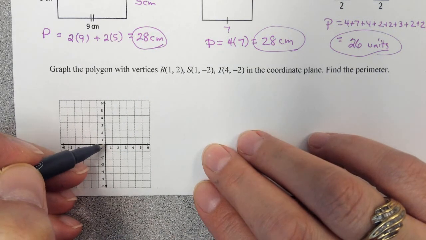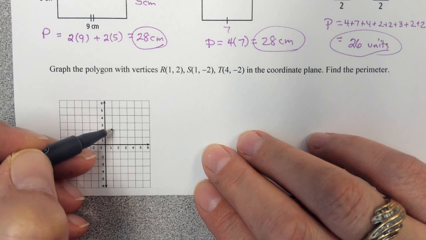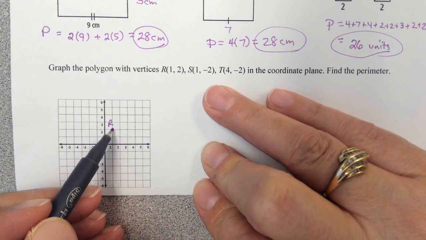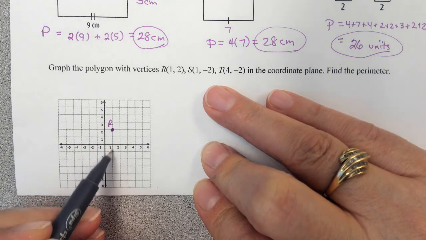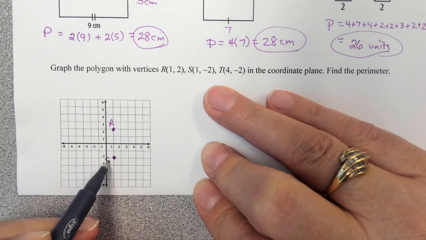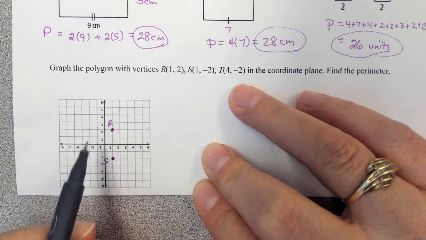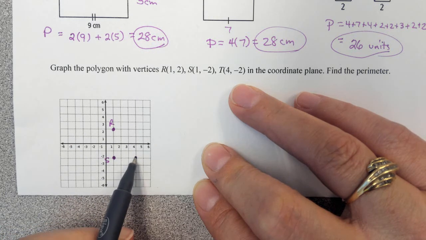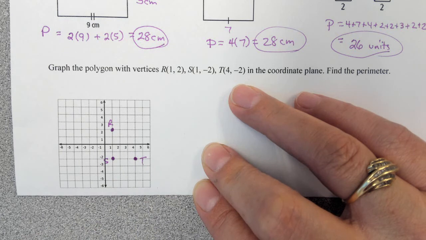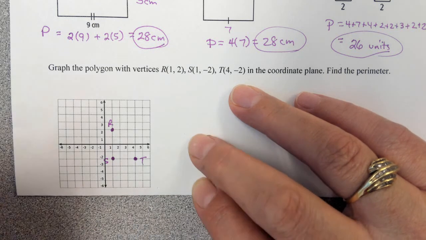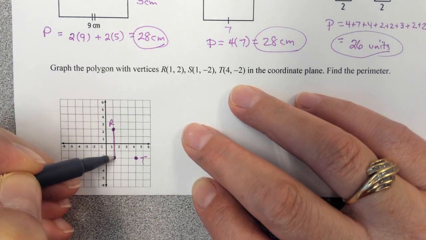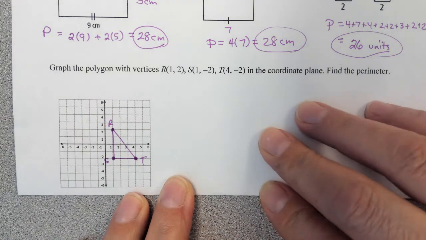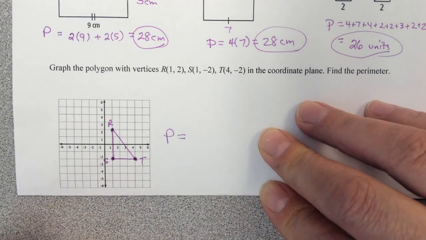So 1, 2, so over 1 up 2, that's R. 1, -2, so over 1 down 2, that's S. And then 4, -2, so over 1, 2, 3, 4, down 2, that's T. And it says those are the vertices of a polygon, so those are the corners of a triangle. So sketching your triangle. And we want to know the perimeter, which is the sum of the sides.